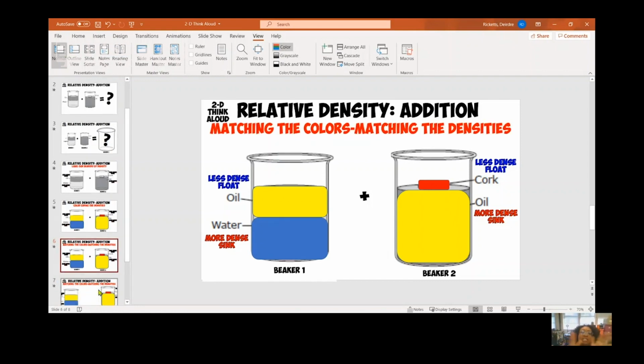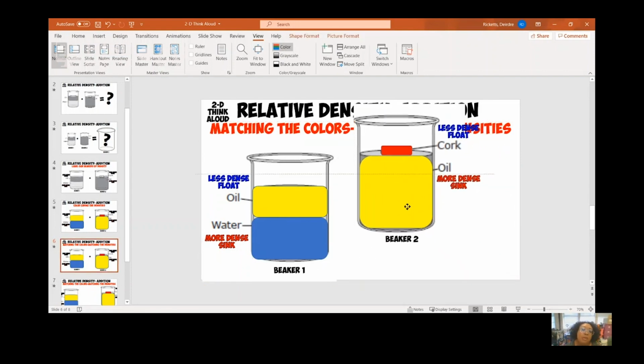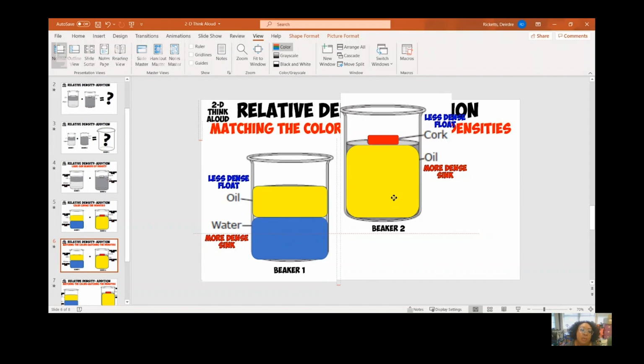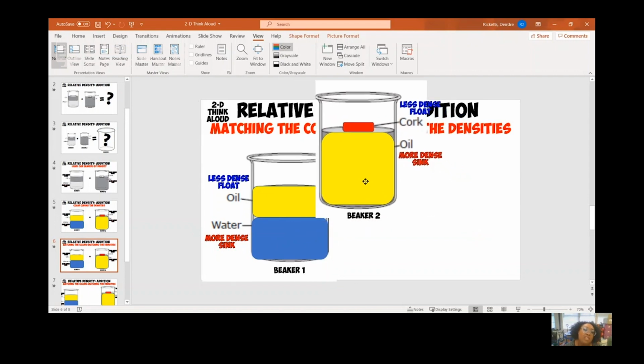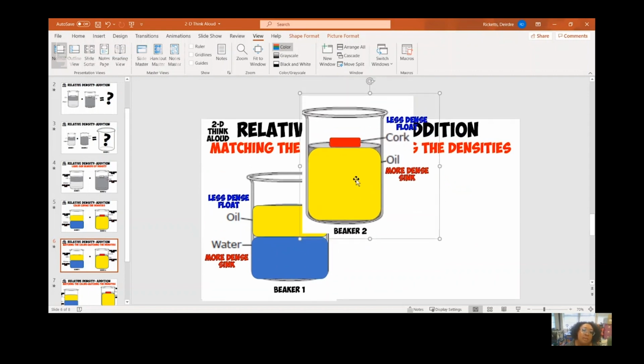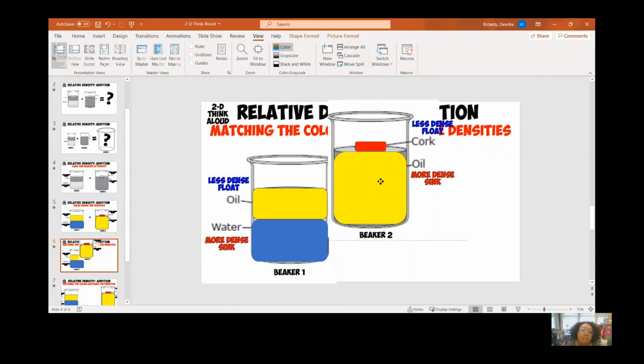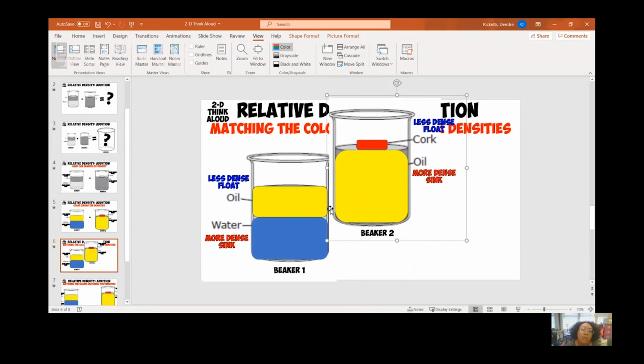Now that I've color coded and labeled everything, let's match colors, thus matching the density. Matching the colors, matching the densities. So here I go. I'm going to take my beaker number 2 and put it with beaker number 1. I'm matching up the colors. Beaker number 1, beaker number 2, oil with oil. There's no water in beaker number 2, so I can't match water with anything.